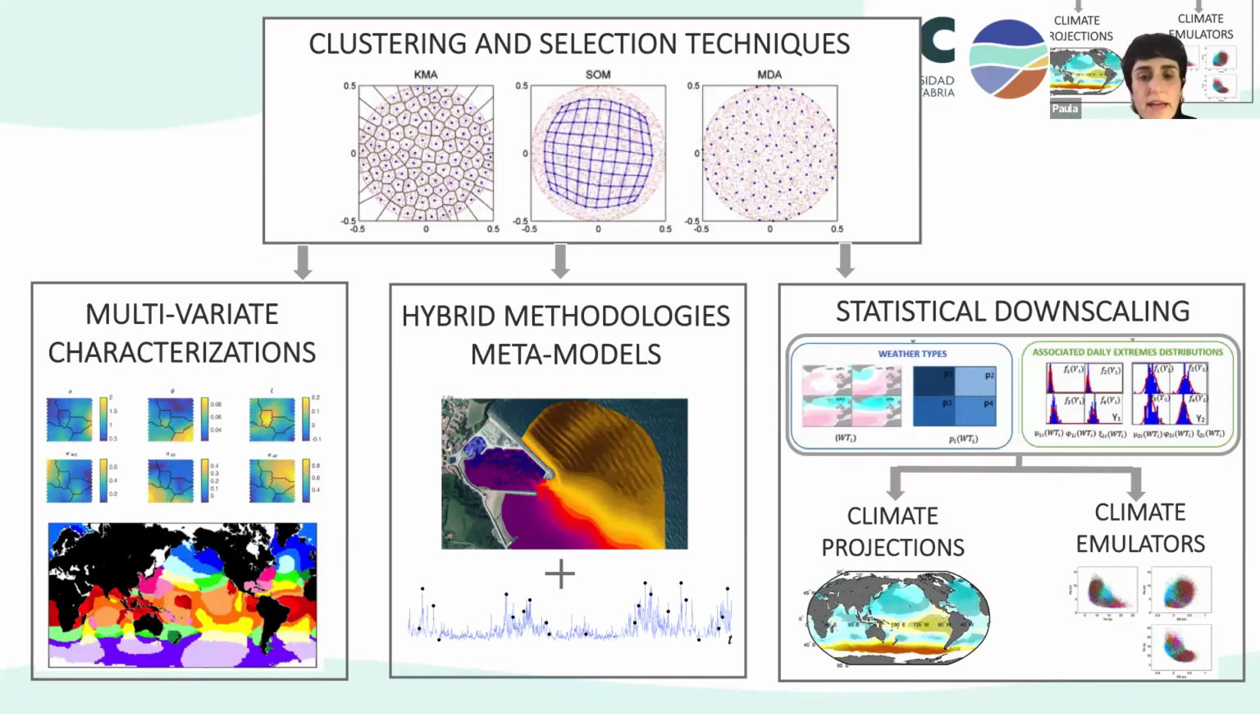So the techniques we are going to see belong to data science in the sense that they deal with huge amounts of data, extracting the key characteristics, facilitating the analysis, and reducing the complexity. We are going to focus on three techniques. Two of them are clustering and another one is a selection technique. And the applications can be divided into three categories: multivariate characterizations, hybrid methodologies or metamodels, and statistical downscaling.